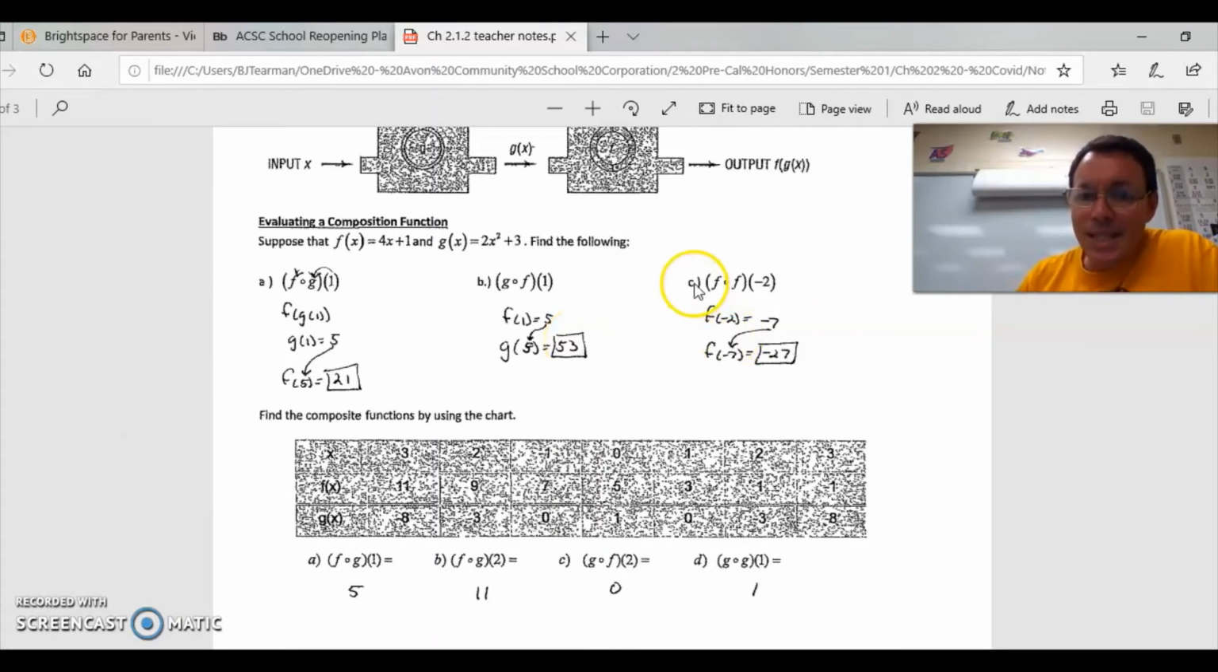And then C says f of f of -2. So put -2 into f, put that answer back into f, and we got negative 27 as an answer.